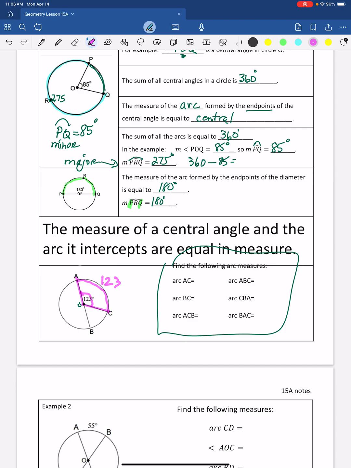Okay. Now, AB is a diameter. So AB, which is arc ACB, this whole thing here is 180. So 180 minus 123 is going to give me 57. That means from B to C, that minor one is 57, and this one is half the circle, or 180. So if I add these three together, they should total 360 degrees.